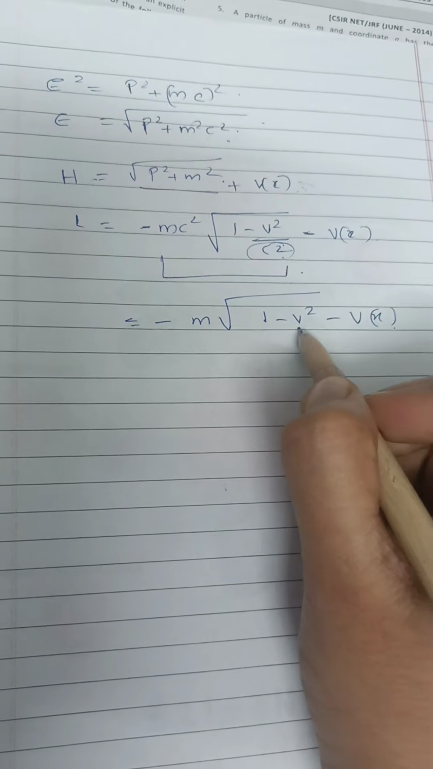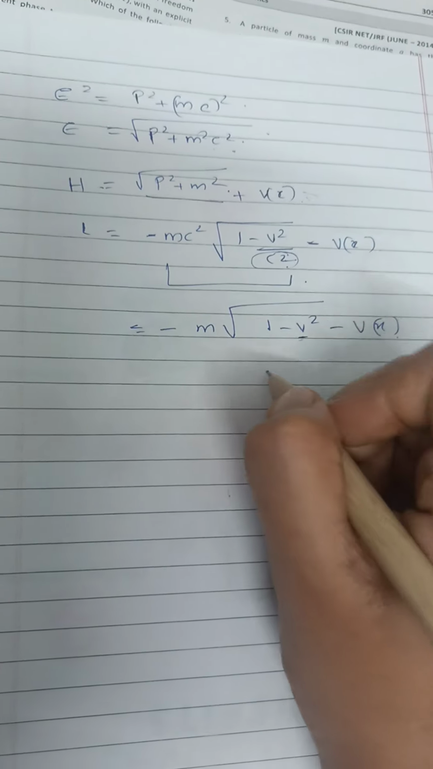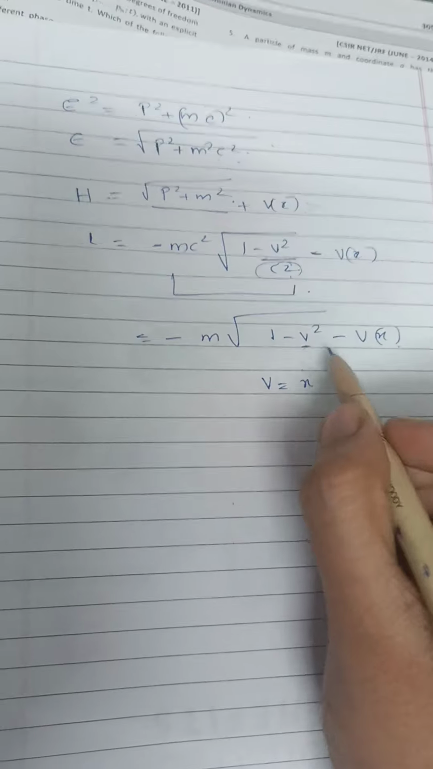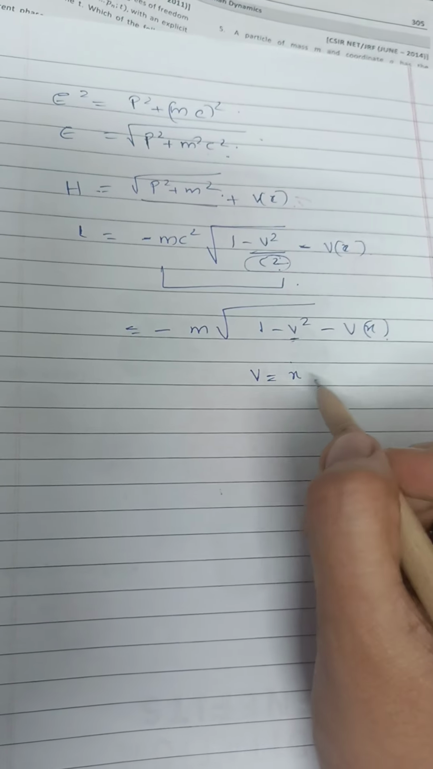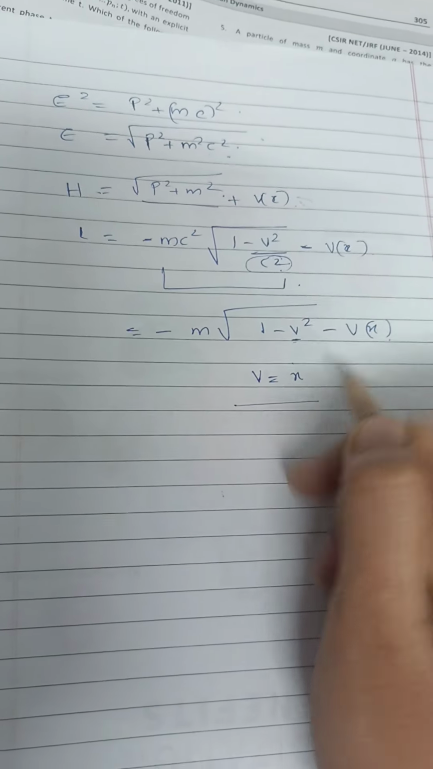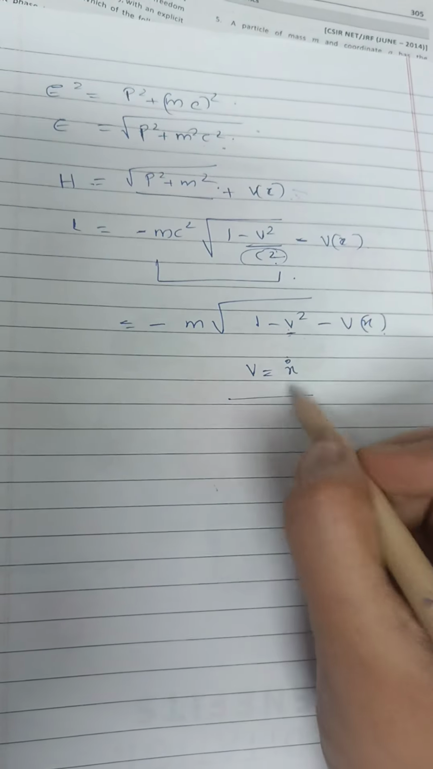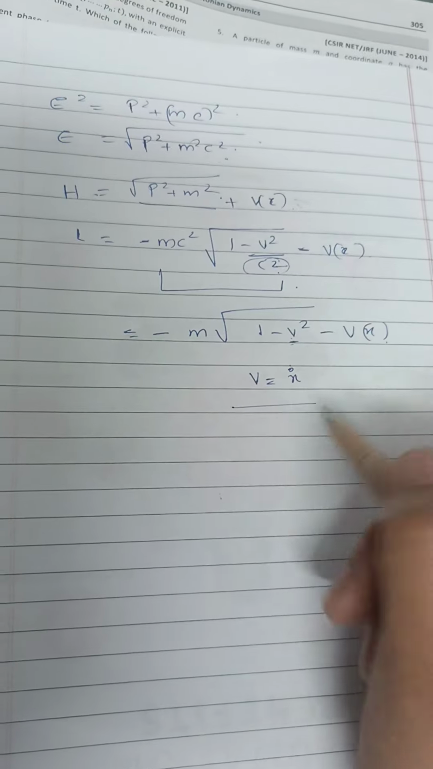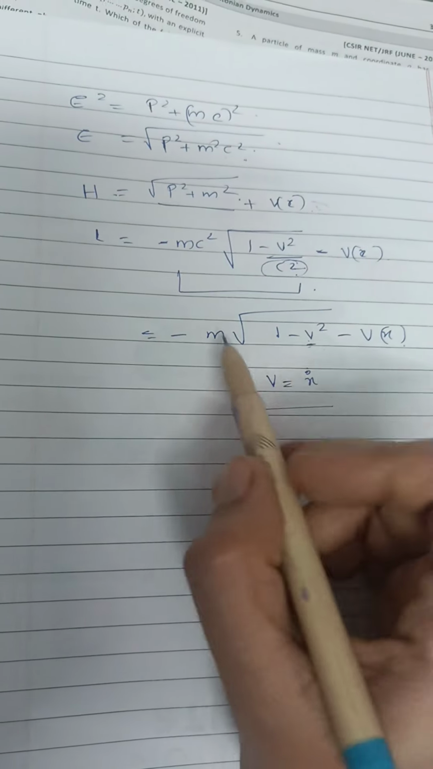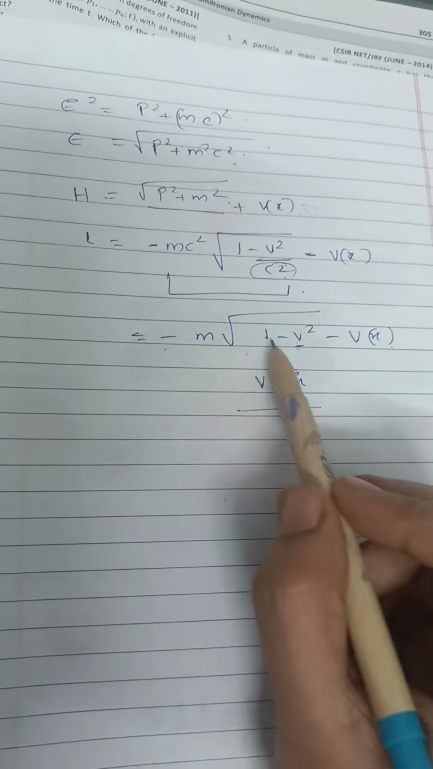So here the v will be x dot, because the velocity is equal to the rate of change of position. So it will become x dot here. You can replace v by x dot, and v square by x dot square. So the final equation will be minus m root of 1 minus x dot square, minus V of x.